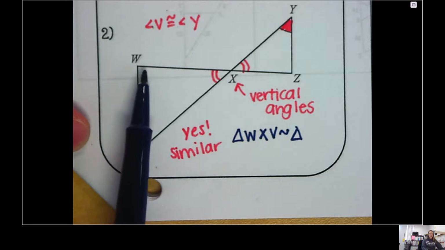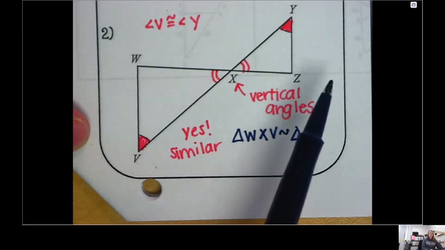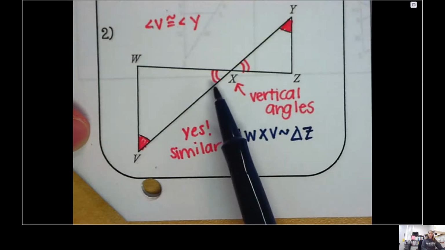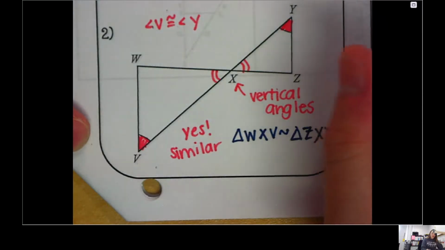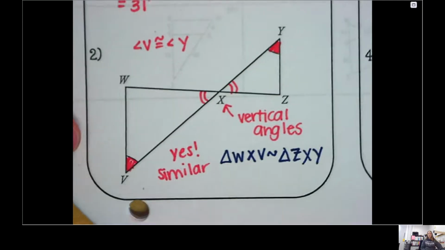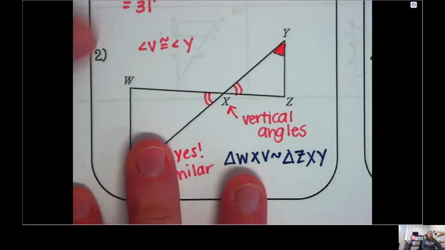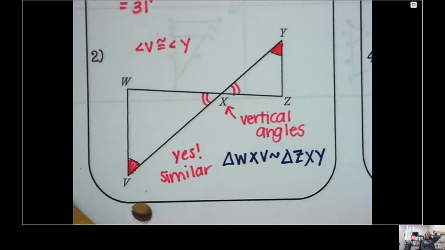So which one matches with W on the right? Angle Z. Which one matches with angle X? X again. And then which one matches with V? Y. Beautiful. So if you go one at a time, it's a little easier. Wonderful. Thank you. There you go. There's your first similarity theorem, angle. So all you need is two pair of congruent angles.